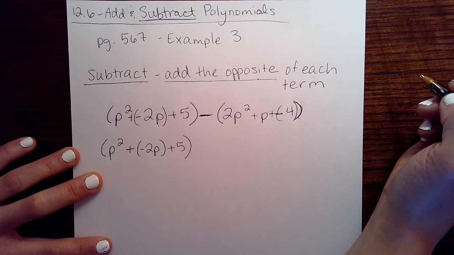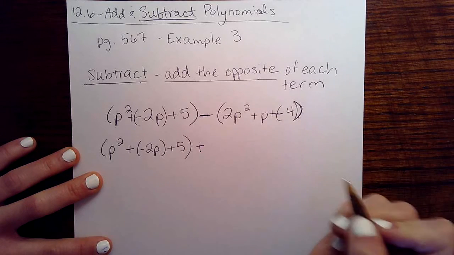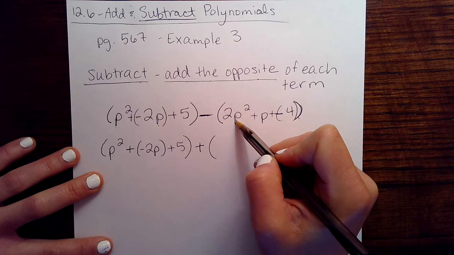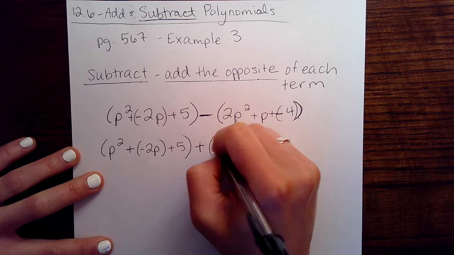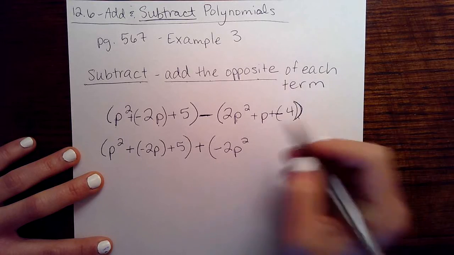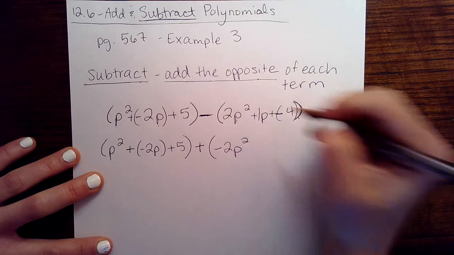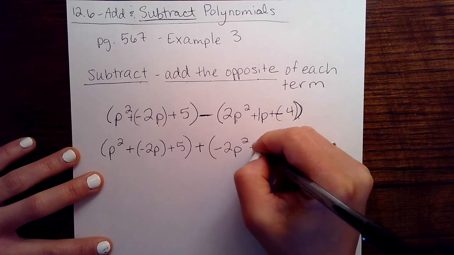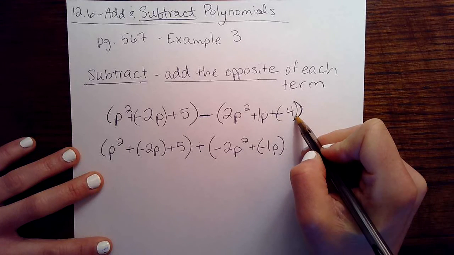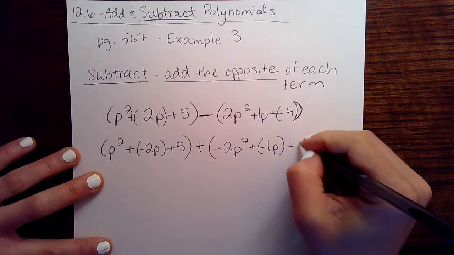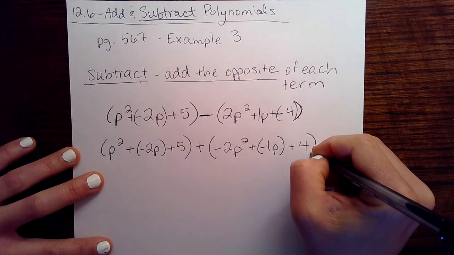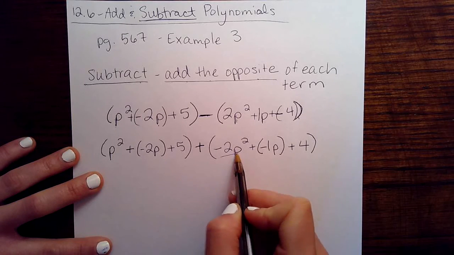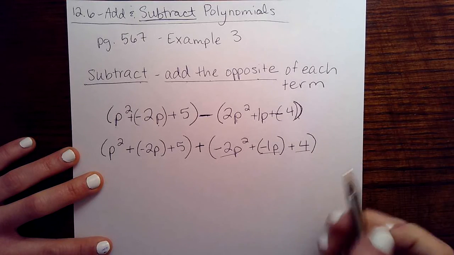So what does that look like? Well, add the opposite of each term. So what is the opposite of 2p squared? Well, that's negative 2p squared. What is the opposite of, this would be 1p. The opposite of 1p is negative 1p. And what is the opposite of negative 4? That is positive 4. Notice for each term, I now have this addition sign. I'm adding the opposite, but each term is now the opposite of what it was.